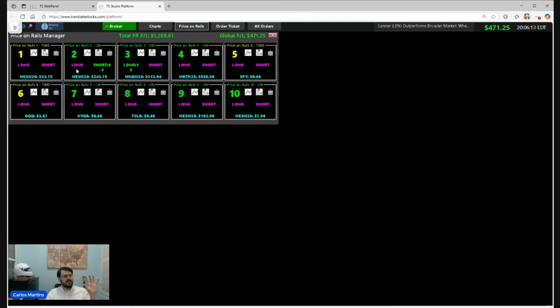And we have a summary screen where we can see the P&L for each one of those agents, the total P&L of the price on rails, and the global P&L that I have with the broker, because in the price on rails we can switch between paper trading and real trading. It's showing us the complete dollar amount of the strategies altogether. So we have $1,200 altogether, but the real ones are 463. Okay, the real profit that we have is 463.